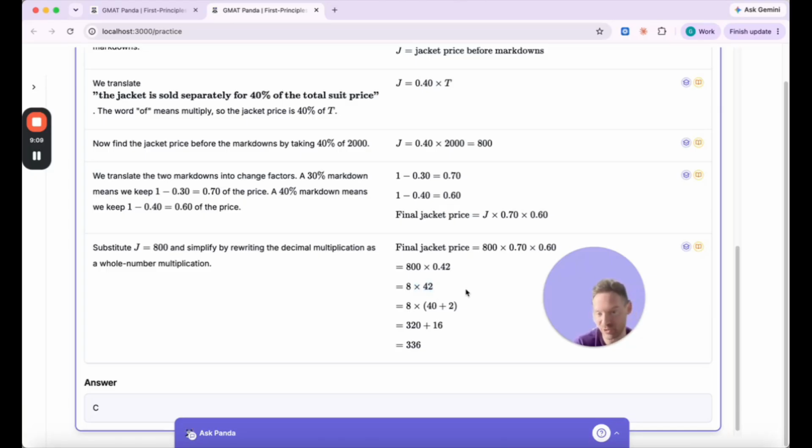Now we just need to finish off the calculation by doing that. The easiest way to do it is to split the 42 and say we do 8 times 40 and then 8 times 2. 8 times 40 is like doing 8 times 4 and adding a 0. So that's 32 and a 0 in the end. That's 320. And then 8 times 2 is 16. Okay, add them together, we get 336.